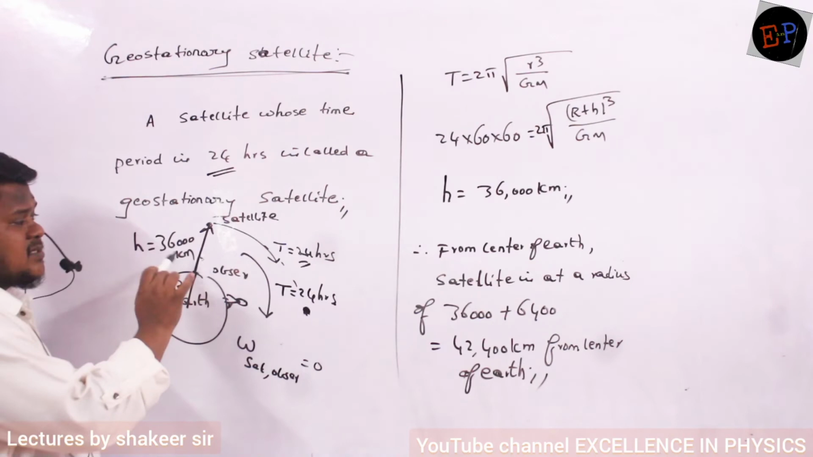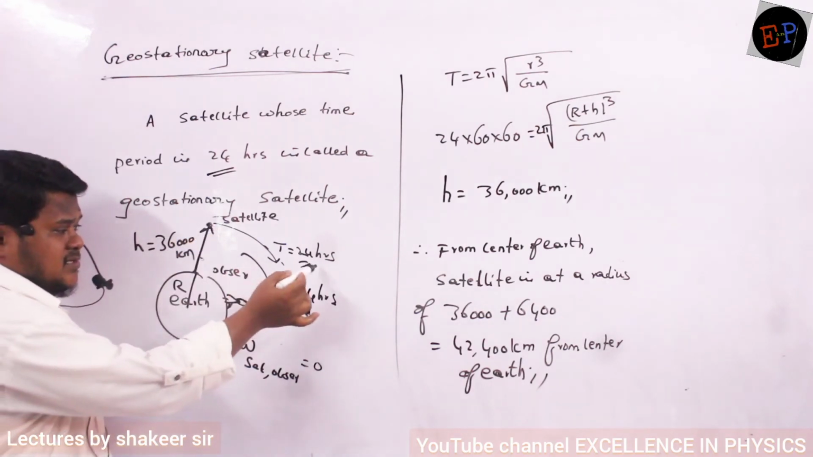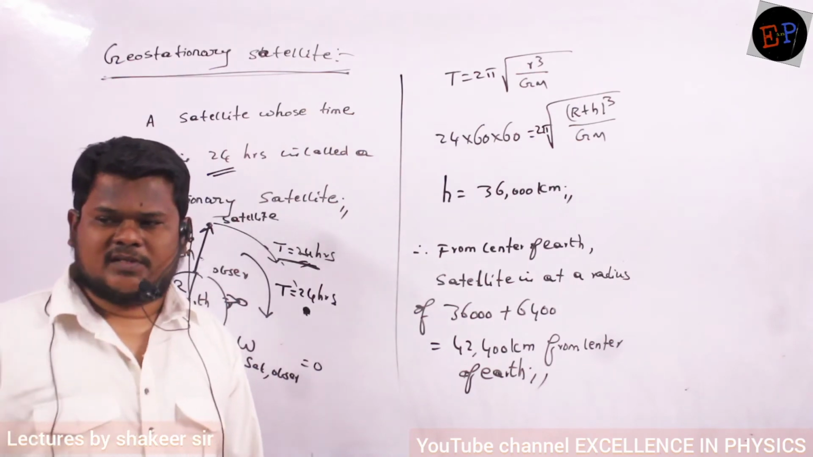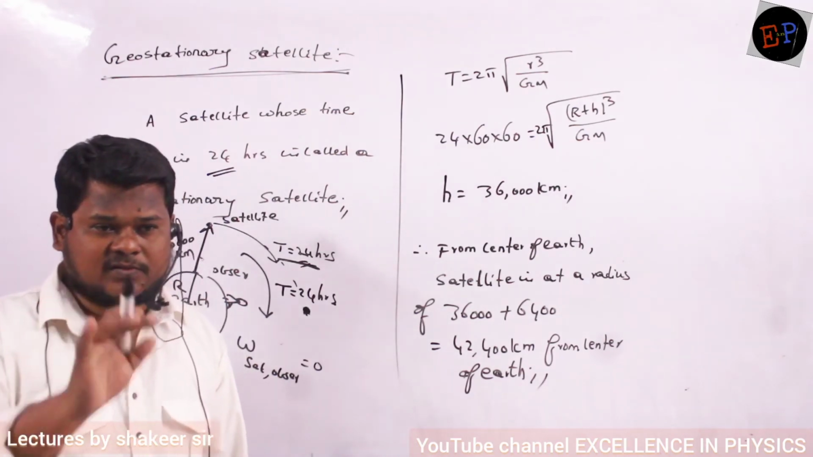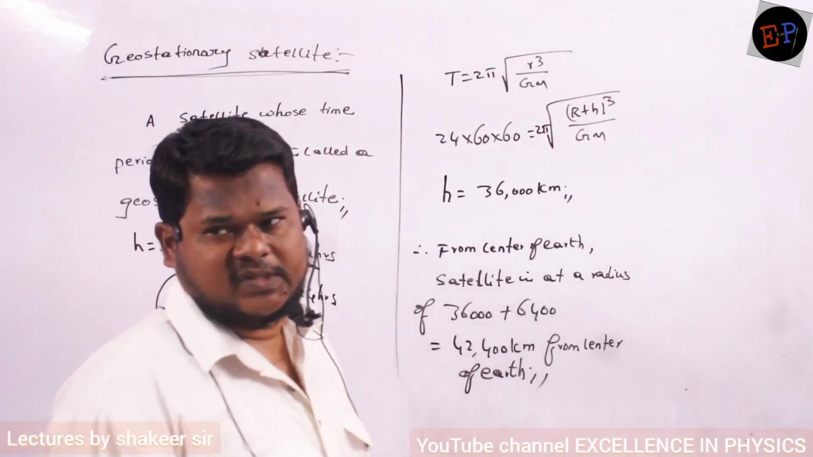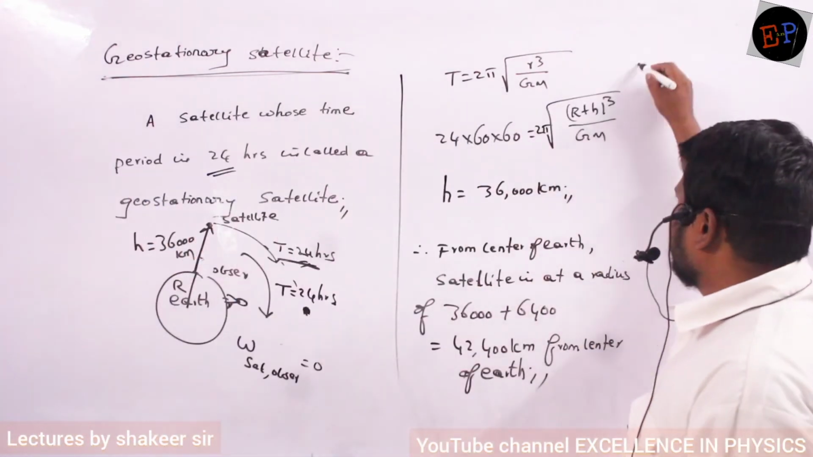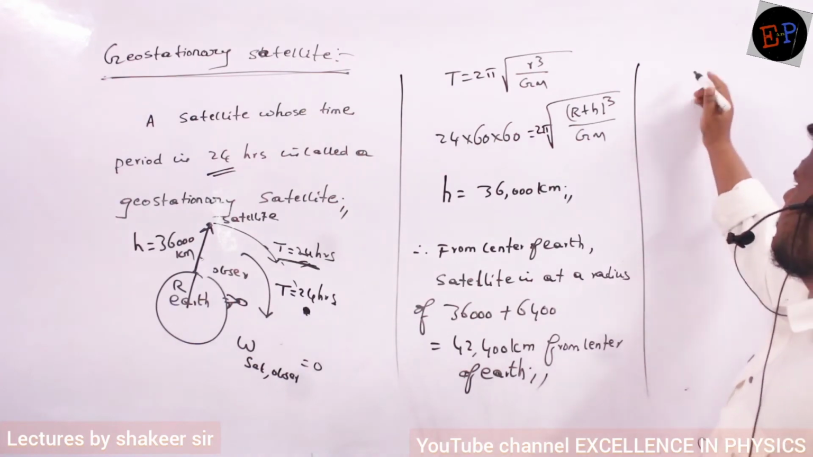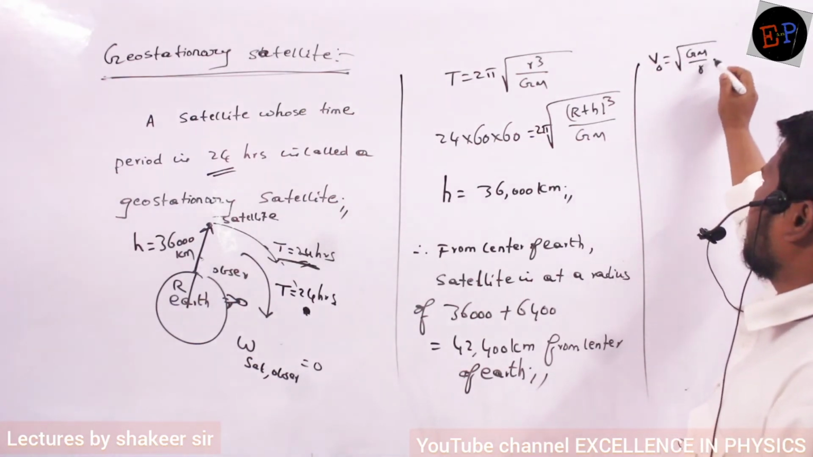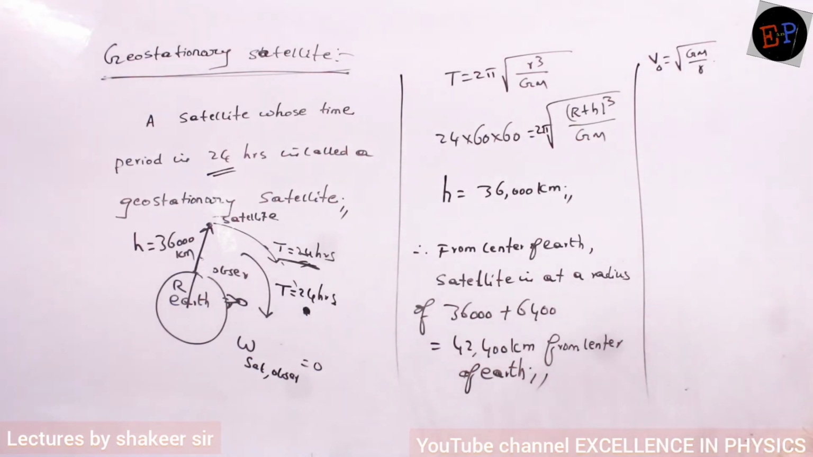So if the satellite is present at that much height, then its time period will be 24 hours. Then it always appears to be in rest position with respect to the observer on the Earth. Understood, no? That's it. And what is its velocity? We know orbital velocity, no? Orbital velocity is square root of GM divided by r. This is the equation of orbital velocity, no?